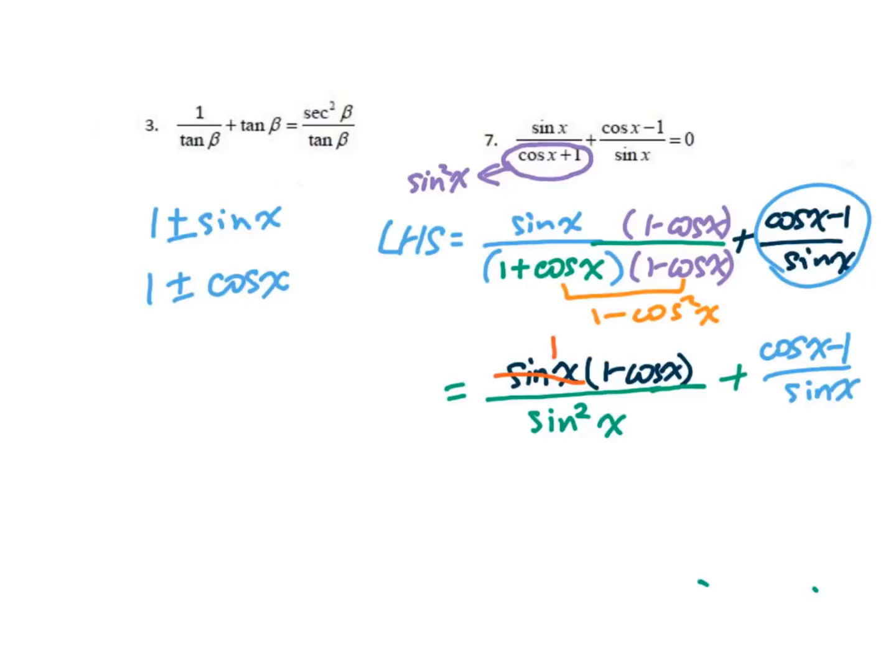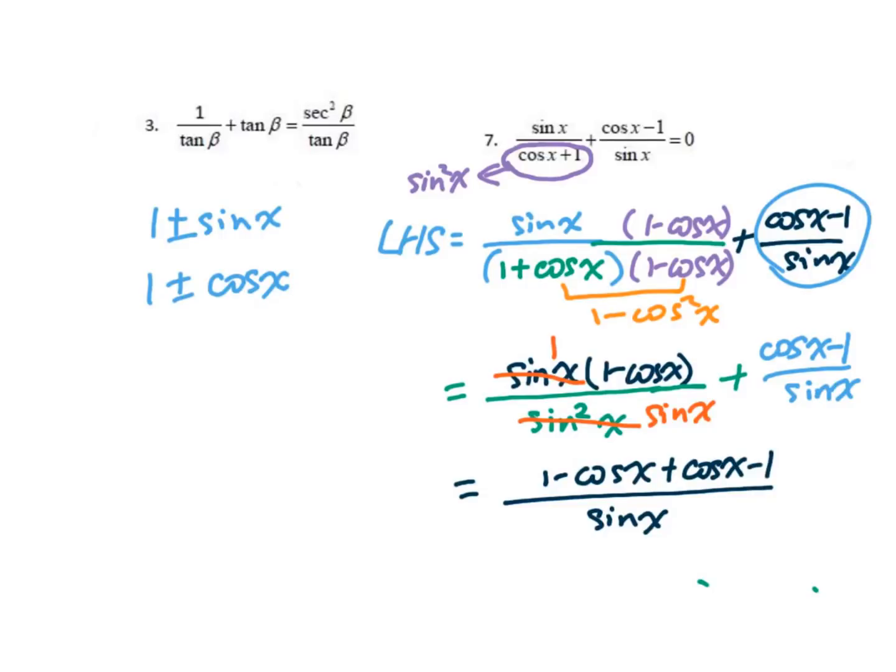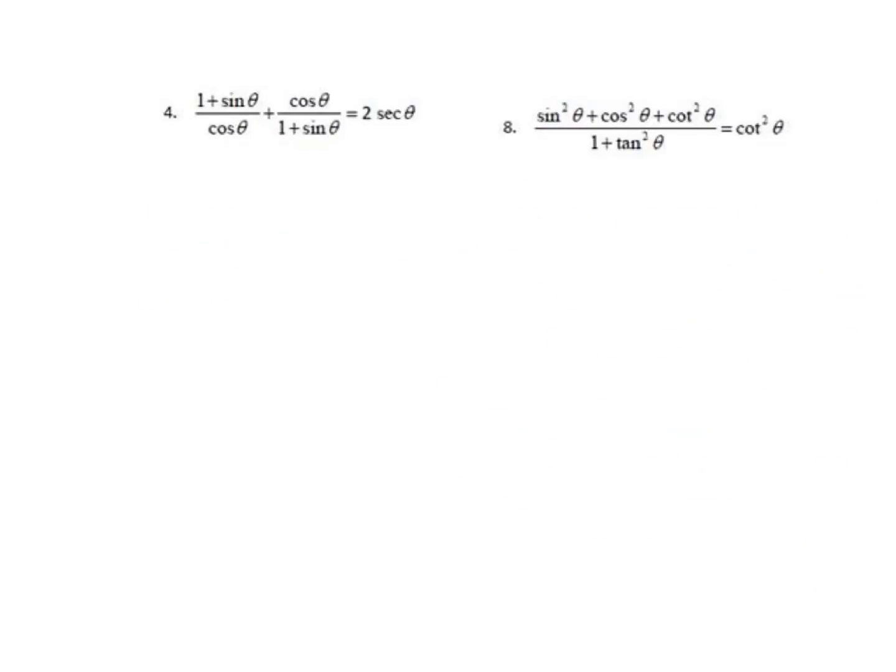Then reduce, here's 1. This is a sine x. Since we got the same denominator, that's why I can put this together. I got the 1 minus cosine x plus cosine x minus 1. Then I combine like terms. All this is gone. We got 0 over sine x, that's 0. So it equals the right-hand side. We finish proving. Now let's go to number 8.